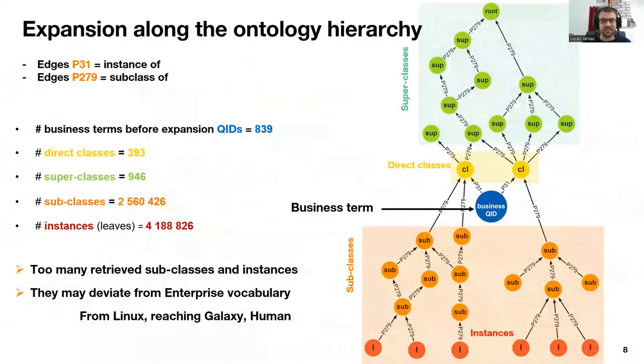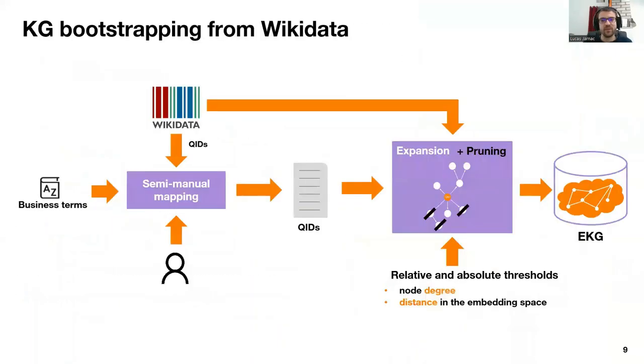So the global expansion strategy consists of starting from the direct classes of the business term in yellow and retrieving all superclasses, all subclasses, and instances of the deepest subclasses. So from more than 800 starting business terms, such a strategy leads us to retrieve too many subclasses and instances. Therefore, they may deviate from the enterprise vocabulary. And for example, from Linux, we reach a galaxy, human, star, and so on. Thus, we must prune these irrelevant classes before integrating them into the enterprise knowledge graph.